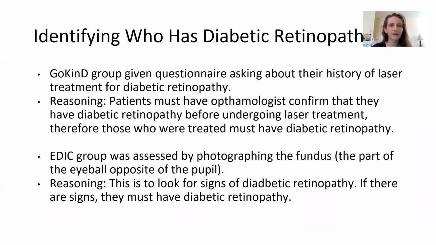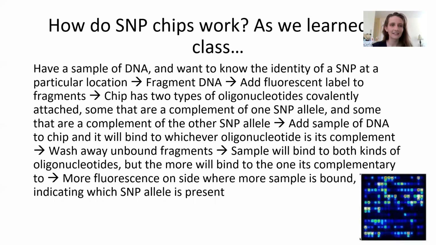So to identify who had diabetic retinopathy, the GO-KIND group was given a questionnaire asking about their history of laser treatment for diabetic retinopathy. The reasoning for this was that patients must have ophthalmologists confirm that they have diabetic retinopathy before they can undergo laser treatment. So whoever was treated must have had diabetic retinopathy. The EDIC group was addressed by photographing the fundus, which is the part of the eyeball opposite of the pupil. And the reasoning for this was to look for signs of diabetic retinopathy. And if there were signs, they must have had it.